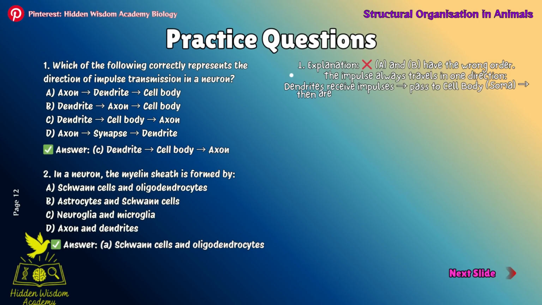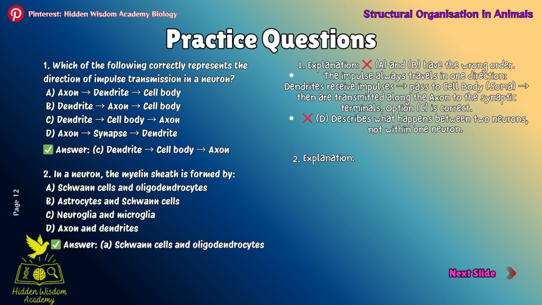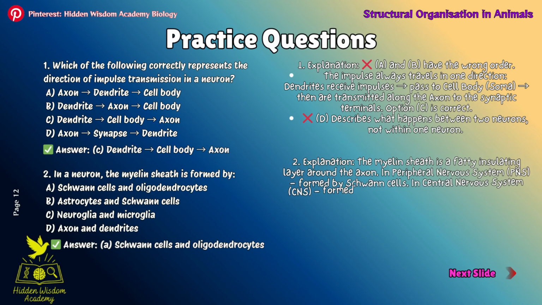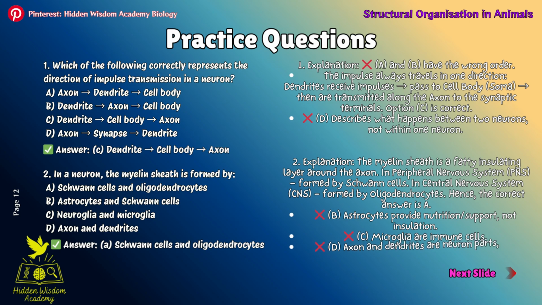Let's practice few questions to test your knowledge. Let's move to question 1. Which of the following correctly represents the direction of impulse transmission in a neuron? Option A. From axon to dendrite then to cell body. Option B. From dendrite to axon then to cell body. Option C. From dendrite to cell body then to axon. Option D. From axon to synapse then to dendrite.